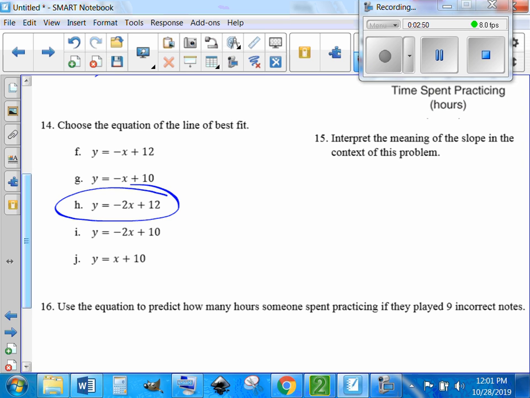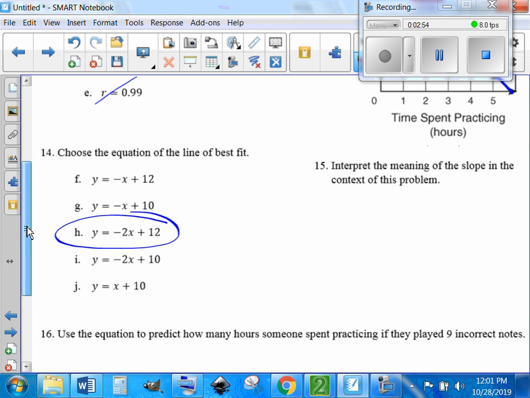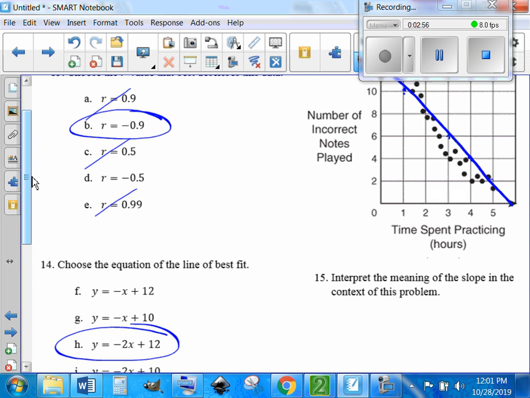So 15, interpret the meaning of the slope in the context. So my strategy for the slope, if it's not clear just by looking at it, remember that slope is your change in y over your change in x. So look at the units for the y and the units for the x, and that'll give you some insight. For example, our slope is negative, so we can say that we're decreasing. So something is decreasing. And if we need to reword it after we write one thing down, we can do that.